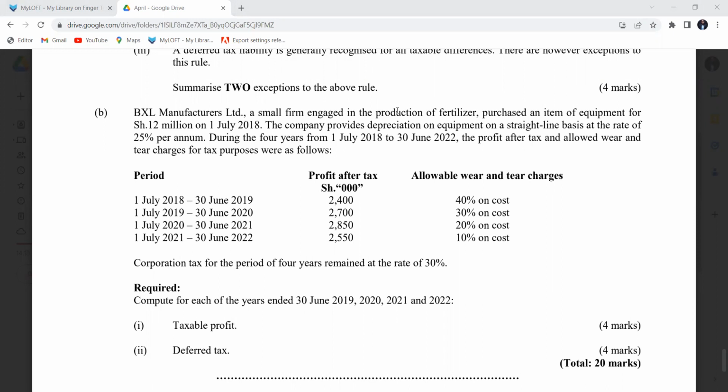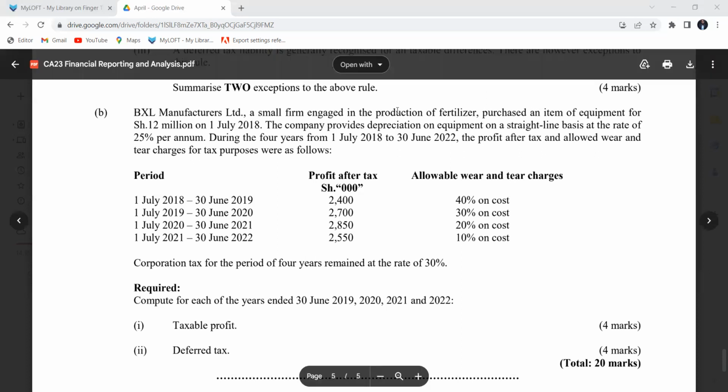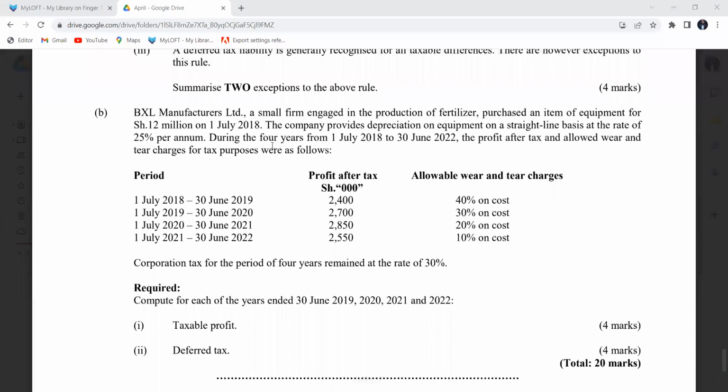So first we do the taxable profit. It's something which is direct. For this one, BXL Manufacturers Limited, we are required to do what? We are required to do taxable profit. So the formula we said for the taxable profit is the formula.